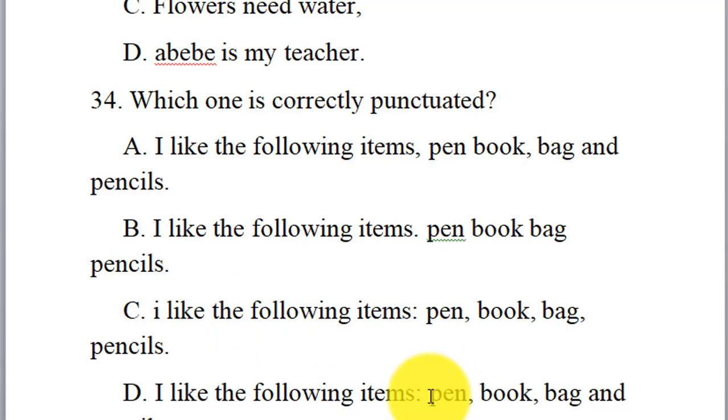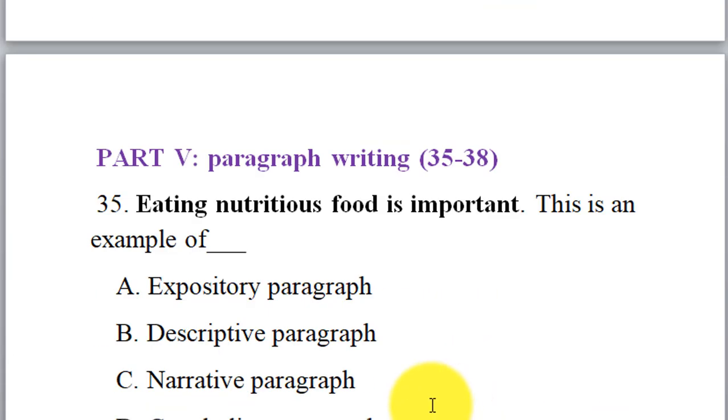Exactly. Here is a colon. I like the following items. The first one is pen, one item. Second item book, and the third item bag, and the fourth item pencils. How many items? 1, 2, 3 and what? 4. These words are separated by a comma because they come consecutively. Absolutely. So the answer is what? The answer is D. Great.